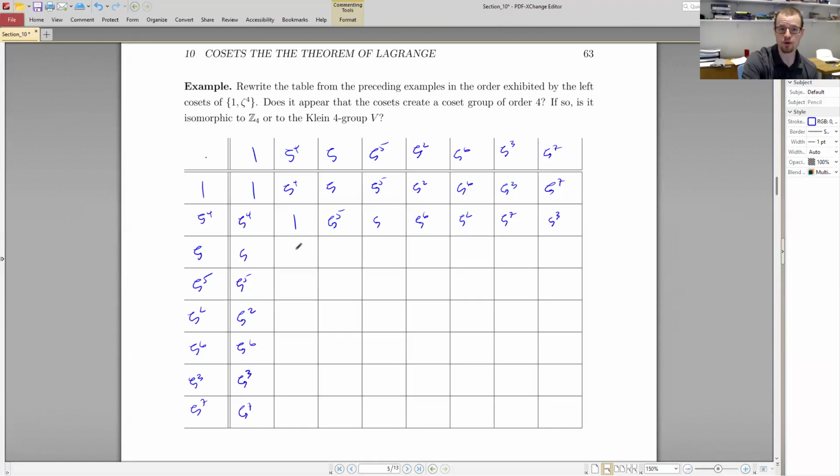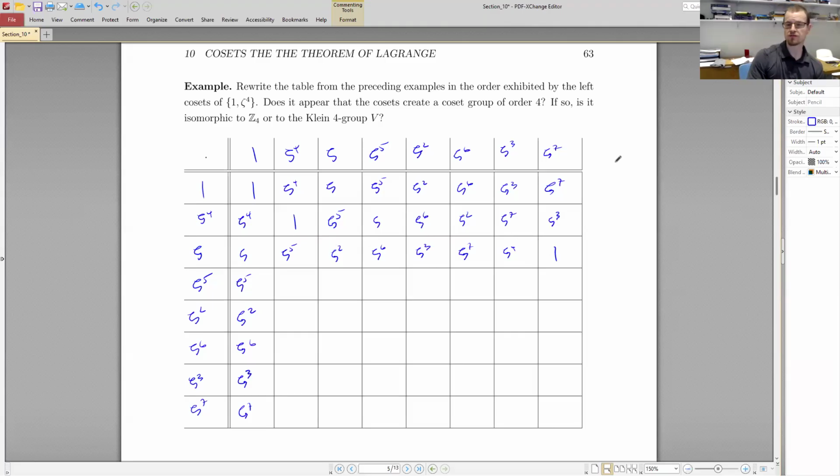Zeta times zeta to the 4th, see here, that's zeta to the 5th. 1 plus 1 is 2. 1 plus 5 is 6. 1 plus 2 is 3. 1 plus 6 is 7. 1 plus 3 is 4. 1 plus 7 is 8.